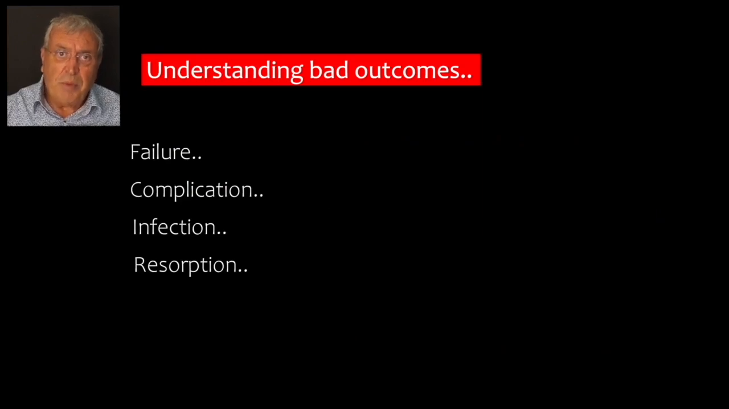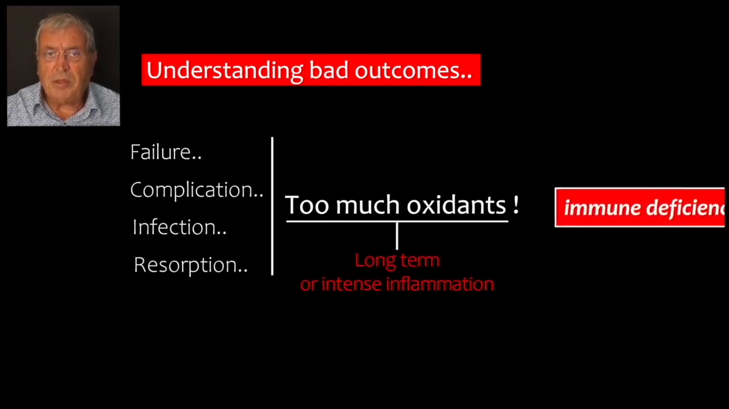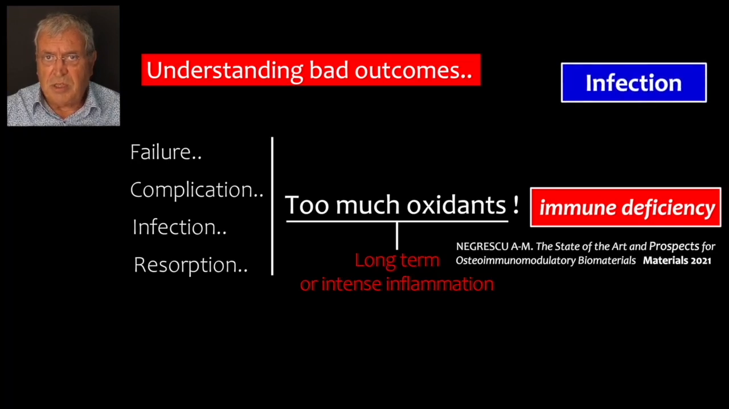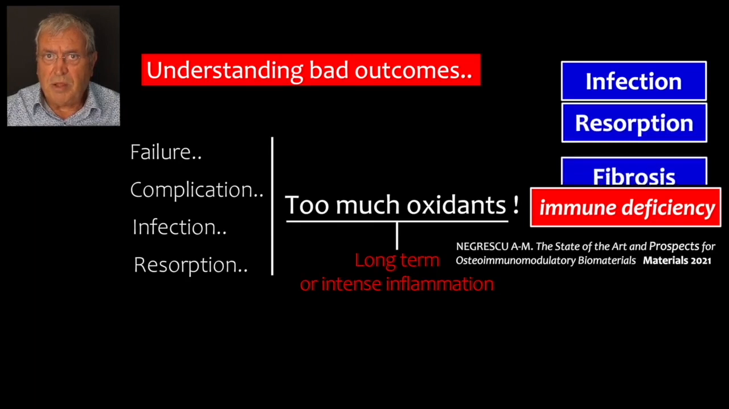When we meet a bad outcome, any kind of it, there is only one answer, one explanation: too much oxidant, related to a long-term or intense inflammation with an immune deficiency. Then infection is logic, resorption is mandatory. But now we understand why we meet fibrosis. Fibrosis is the result of a long-term inflammation and oxidation.